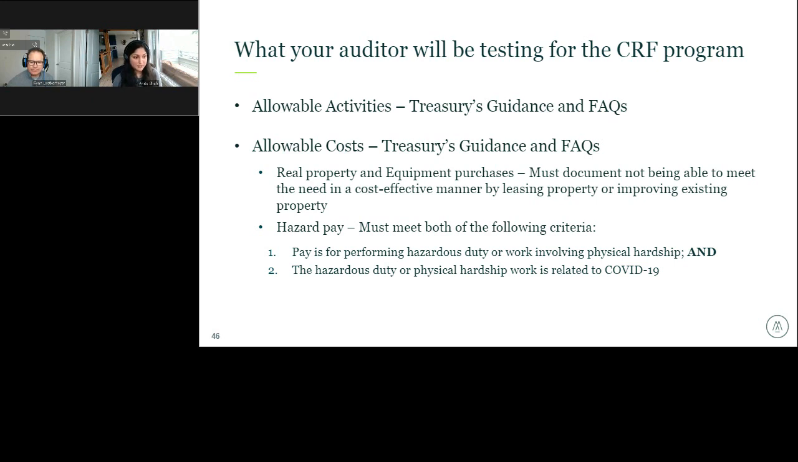And the second part, and I'm sure if my clients are on the call here, they're sick and tired of me sending emails about this: hazard pay. Treasury guidance is very narrow when it comes to the allowability of hazard pay. Tribes can only charge hazard pay to the CRF program if an employee is performing hazardous duty or work involving physical hardship, and this work is related to COVID-19. Typically, finance employees that are not working on COVID-related matters and that are not required to interact with the general public would not qualify for hazard pay, even if they were considered essential workers and had to go into the office during the pandemic. So please be very careful about the hazard pay piece of this, and documentation in general is always very important.